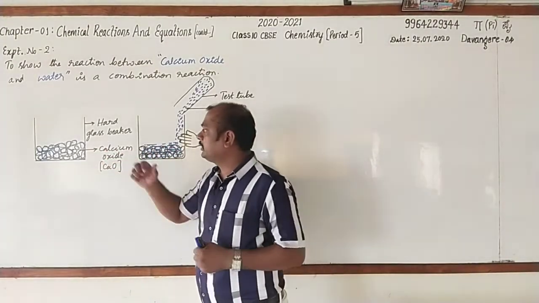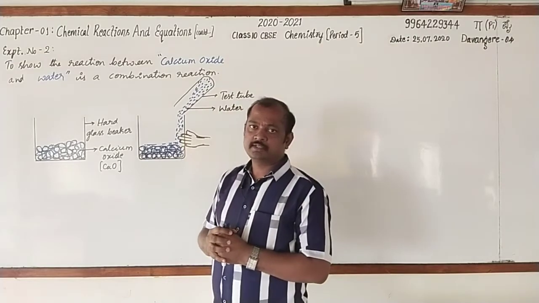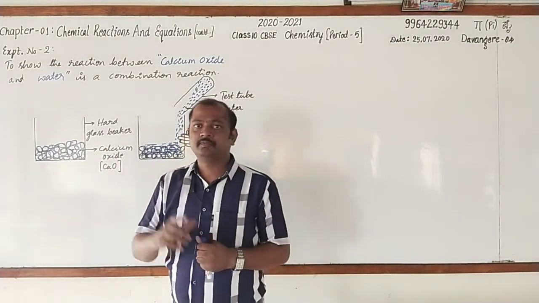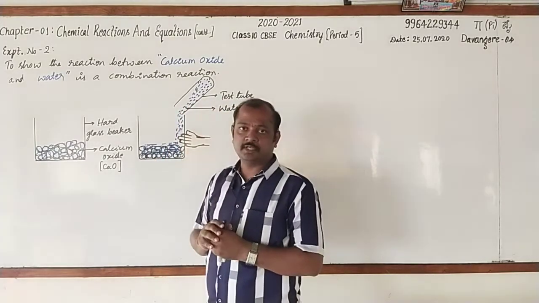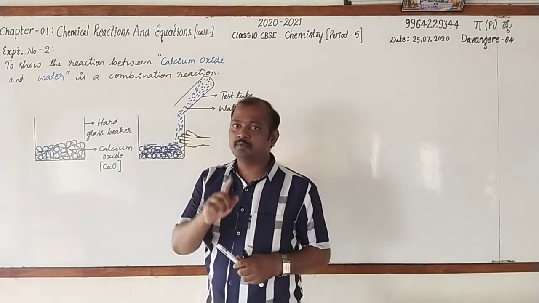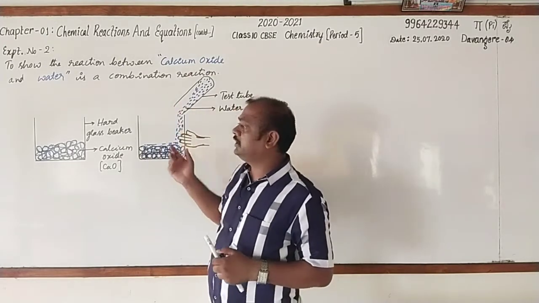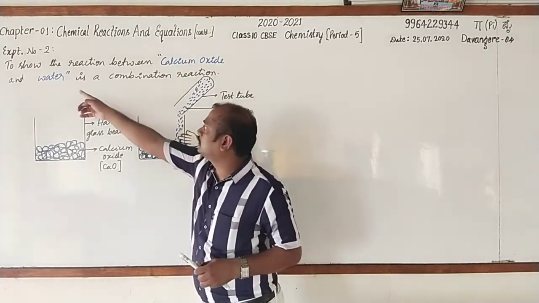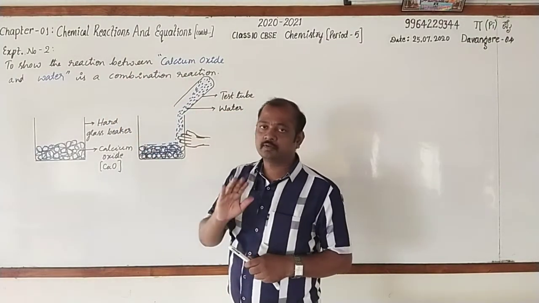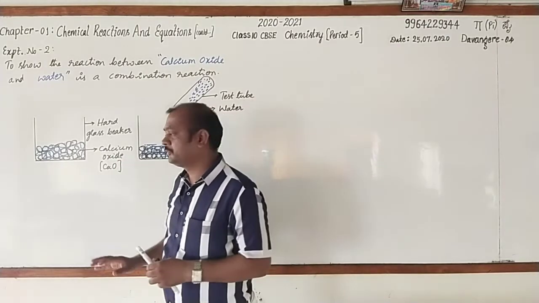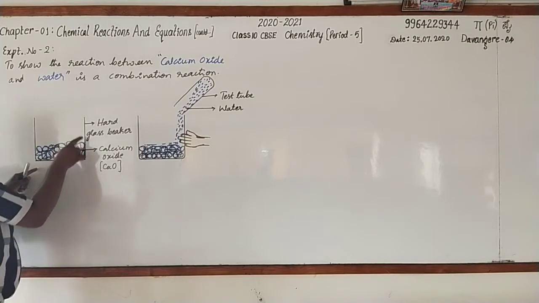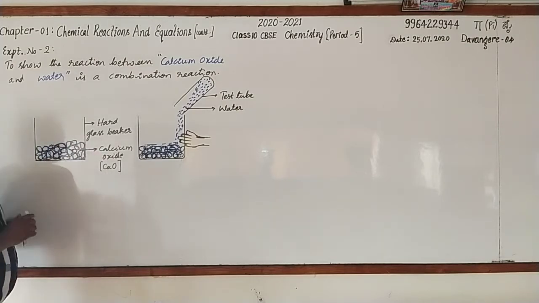Observe it. Here we have taken some of the materials. One is a hard glass beaker. Then a test tube has been taken. Next, the crystals of calcium oxide, which is solid. Then we need water, because we are going to know the reaction between calcium oxide and water. Got it? Observe it. First we have taken the crystals of calcium oxide in a hard glass beaker.